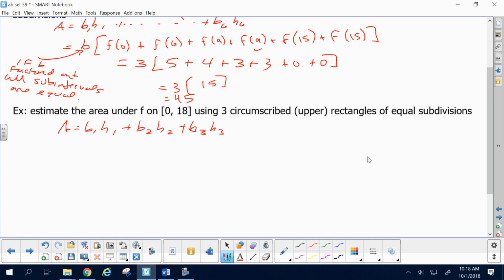How are we doing on this? You good? What's the base of each if you divided 18 into 3 equal parts? 6. The base of each should be 6.